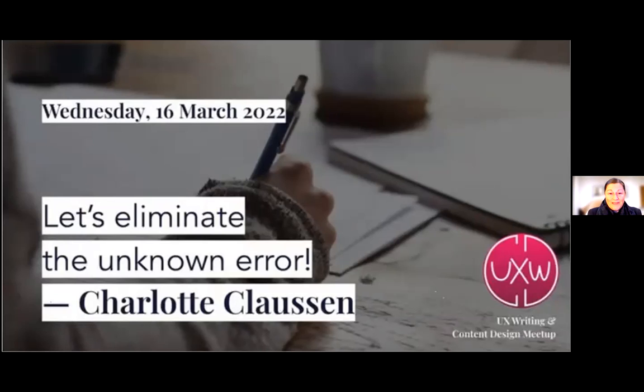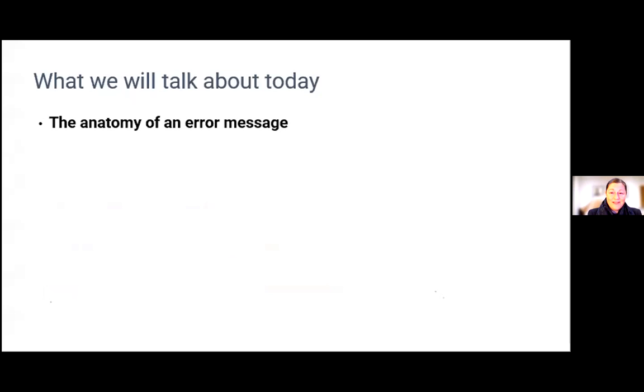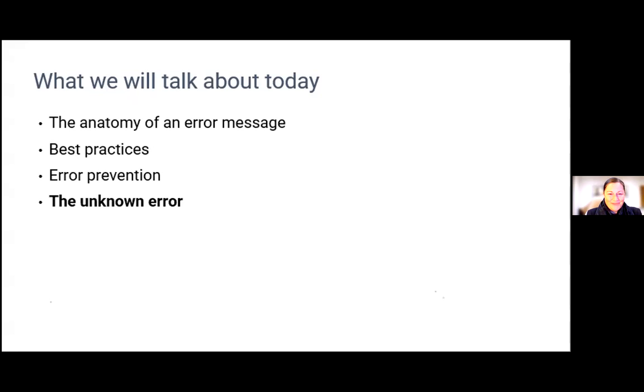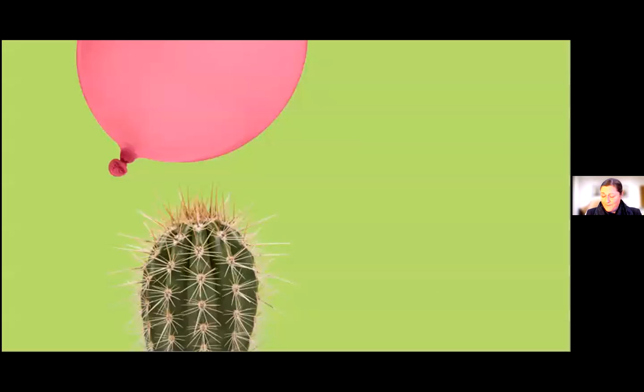So should we just go ahead? It's a huge topic, actually. So we have limited time. What we're going to talk about today is quickly the anatomy of an error message, basically what should be included, a few best practices of how to create and write error messages. We're going to touch on error prevention, and then we're going to talk about that unknown error. But before we do that, I would like for you to maybe write in the chat, what do you think about when you see this picture?